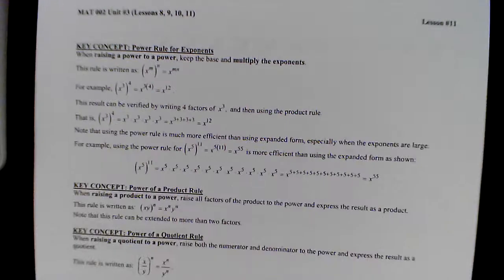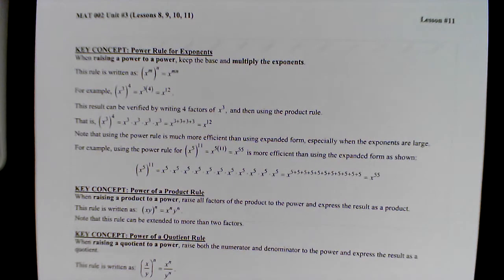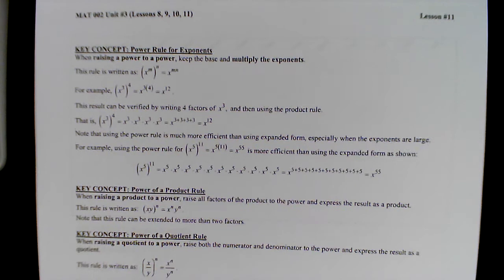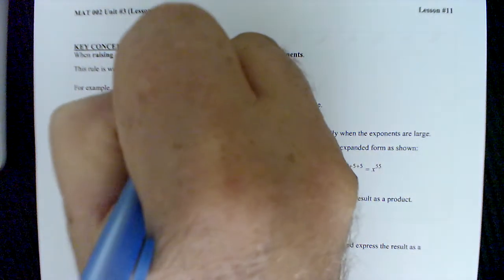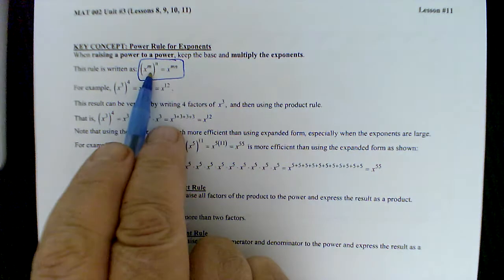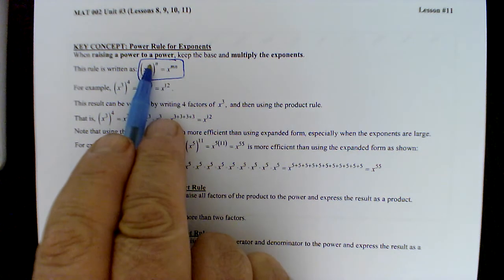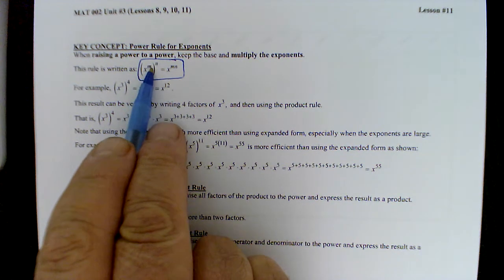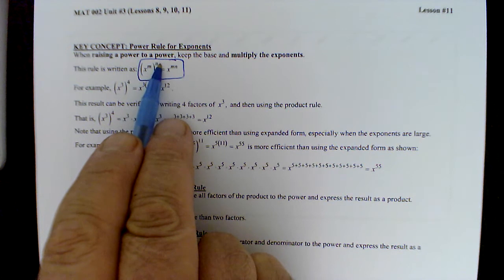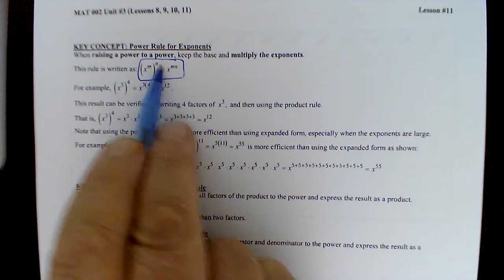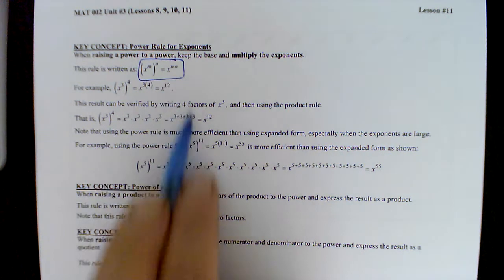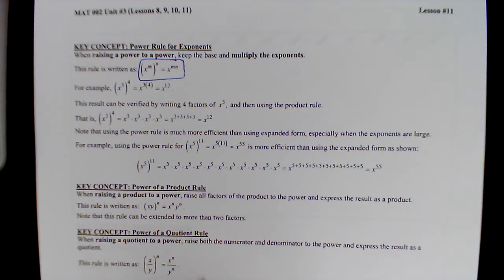Then we have a power rule. So we have product, add the exponents; quotient, subtract the exponents; and now power, we're going to multiply the exponents. If we see something in parentheses raised to a power, then we're going to multiply the exponents. And again, we give a justification.